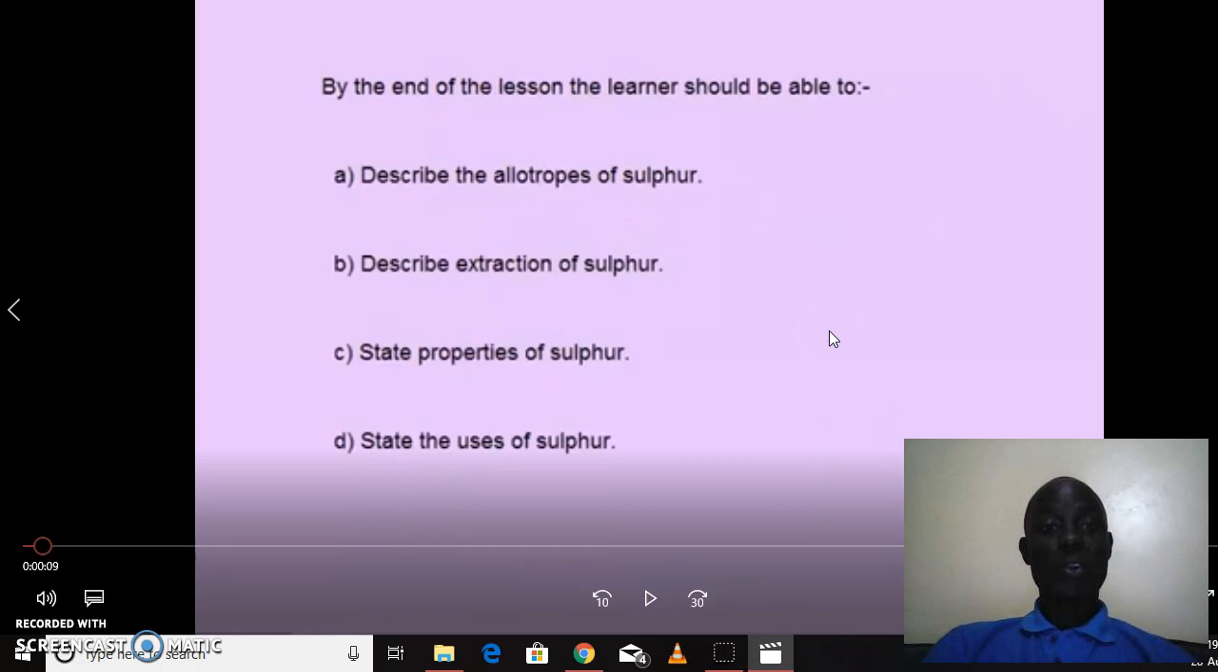In our today's lesson, we are going to look at sulfur, and by the end of the lesson, I want you to be able to describe the allotropes of sulfur, describe extraction of sulfur, state properties of sulfur, and state some of the uses of sulfur.